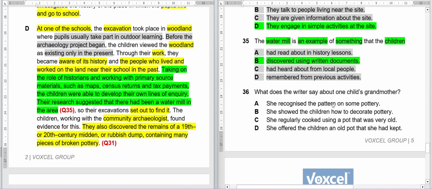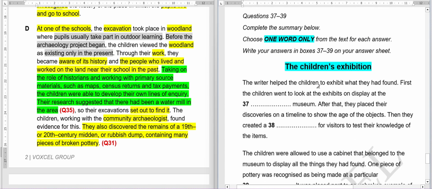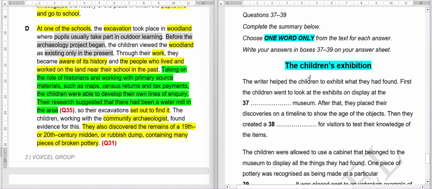What does the writer say about one child's grandmother? Whenever we read about one child's grandmother, something like that, we will then read the options. Before that, there is no benefit of reading options. Do you think there is any chance of children's exhibition? Is there any mention of children's exhibition in this particular paragraph? No. So we will not read these options just yet.